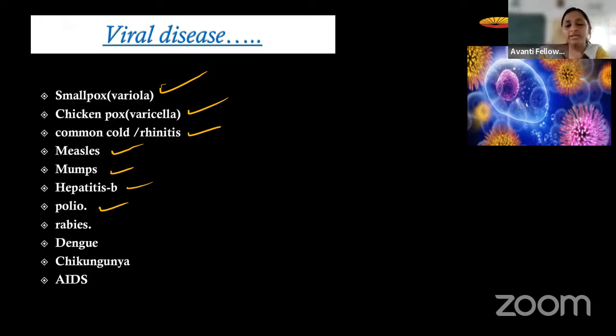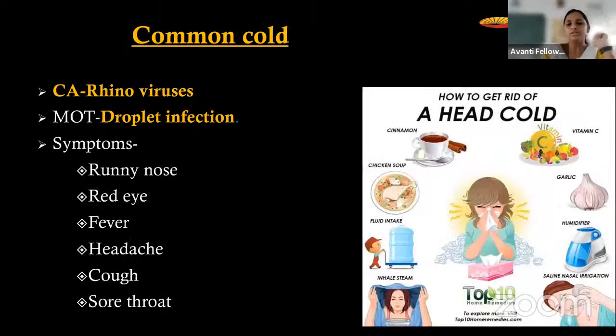Polio is also eradicated in India. Then coming to rabies, dengue fever, chikungunya, and HIV AIDS. All these come under viral diseases. Just remember which are the viral diseases and which are the bacterial diseases. Among the viral diseases, only the common cold is given in your syllabus.